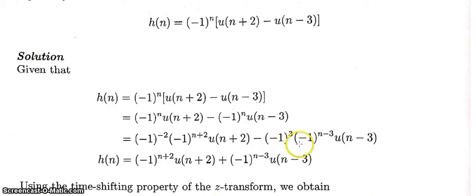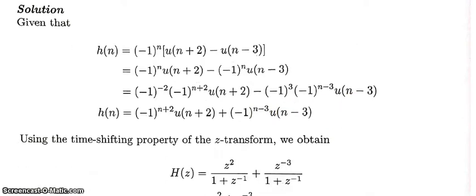Similarly, the second term is also expressed so that the minus 1 gets a power n minus 3. In order to cancel this minus 3 power, we are multiplying minus 1 raised to 3. Therefore h of n is minus 1 raised to n plus 2, and we know minus 1 raised to minus 2 is plus 1. So the first term can be directly expressed as minus 1 raised to n plus 2 into u of n plus 2. And the second term, minus 1 cubed, is going to be minus 1. So minus and minus is plus: minus 1 raised to n minus 3 into u of n minus 3.